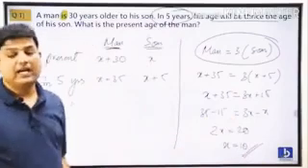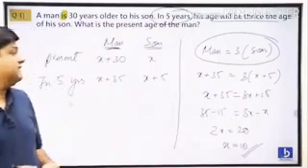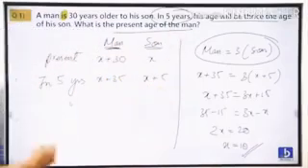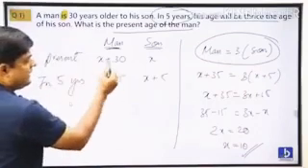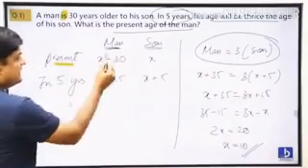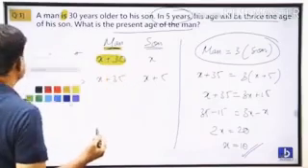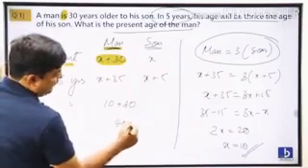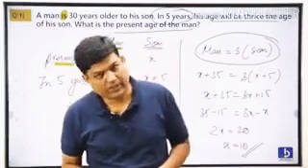But this is not our final answer. Our final answer is here. What is the present age of the man? Man's future age, present age. So present age, man is X plus 30. I want the value of X plus 30, and X value is 10, plus 30. So you can say 40 years. Hope you have understood this question. Is that okay, everybody? Chaliye.